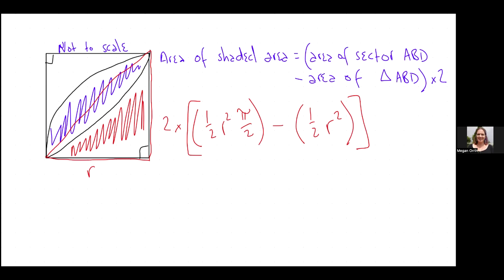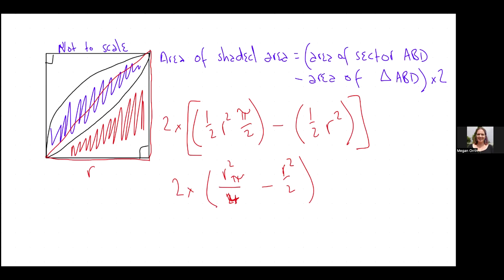If we put all of that together, we then get 2 times r squared over 2 times pi over 2, which makes this pi over 4, minus a half, or actually r squared over 2. Are you with me so far? I'm trying to give exact answers, so I'm just simplifying so far.